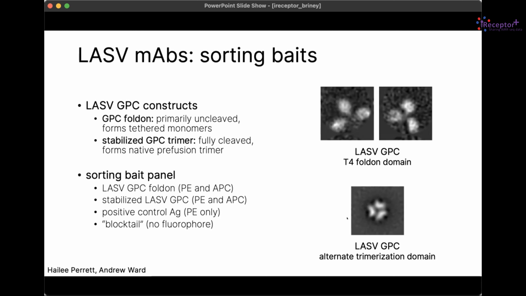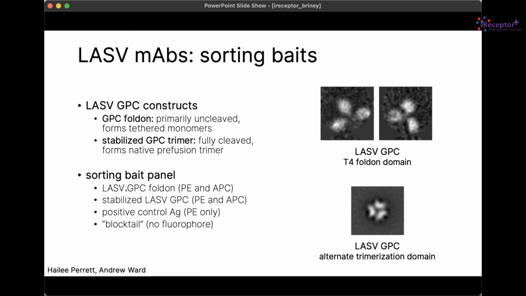The stabilized trimer, however, forms a nice, tight, symmetrical trimeric shape, which preliminary structural data shows actually matches very closely to the trimer that was recovered with 37.7H, which was forced into the trimeric conformation by the antibody binding. So what we did is we used a small sorting panel.